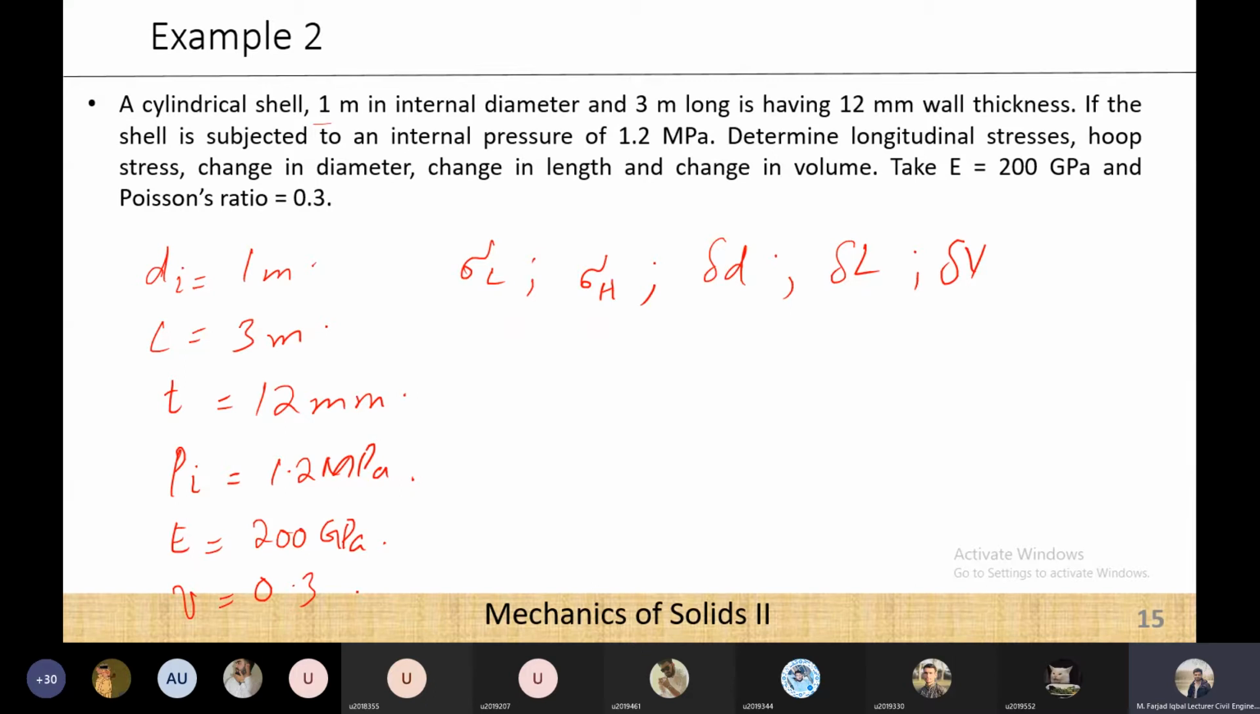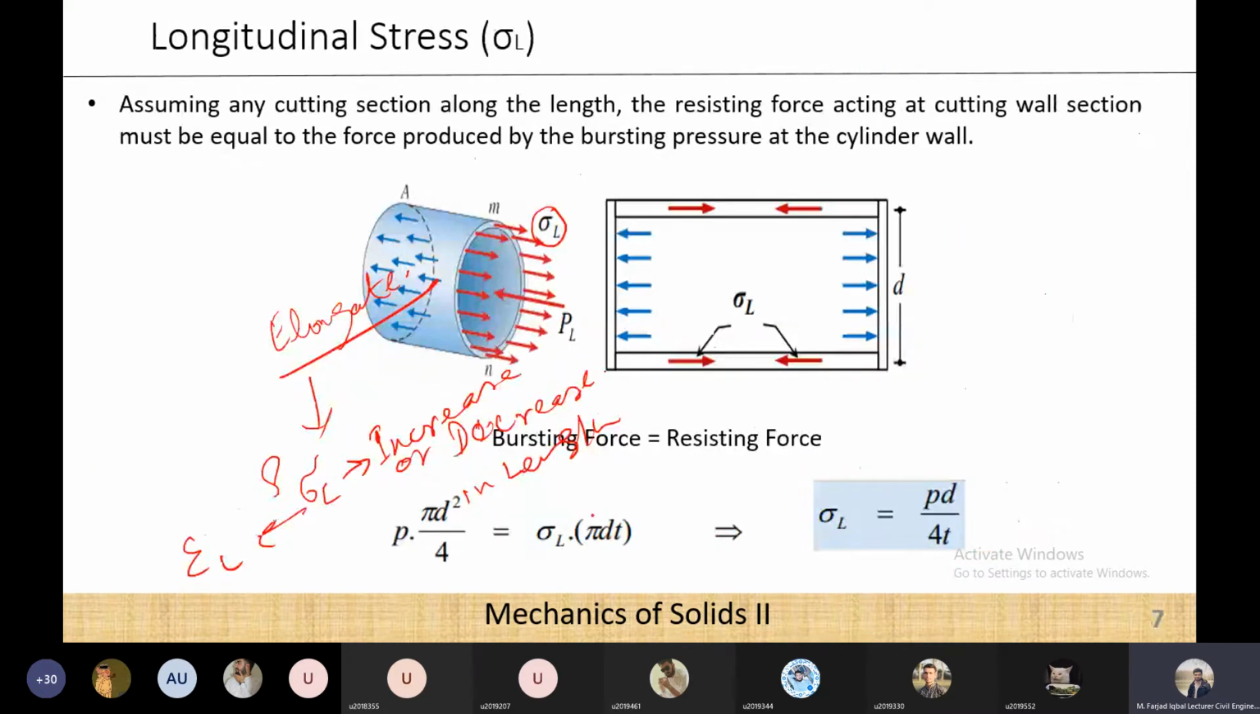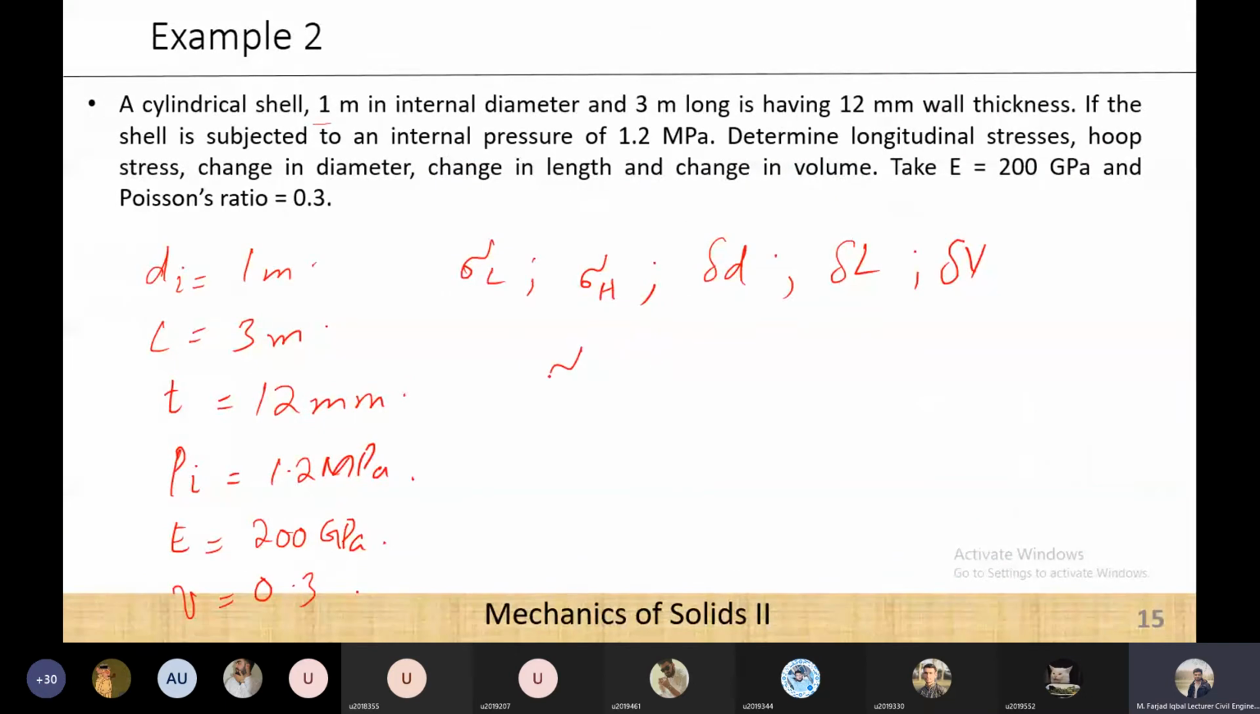So first thing is this longitudinal stress, and we have the expression for longitudinal stress, that is PD over 4T. Take 1 minute and give me the answer for these two. Hoop stress, we have the direct correlation as PD over 2T. Now take 1 minute and give me the answer of these longitudinal stress and hoop stresses.